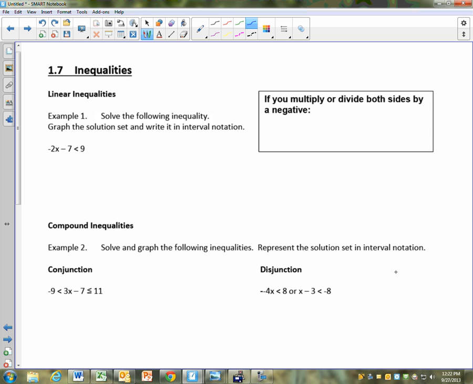Inequalities. If you multiply or divide both sides by a negative, switch the sign. You guys remember that, right? So we have some basic linear inequalities. Example 1 says solve the following inequality, graph the solution set, and write it in interval notation.